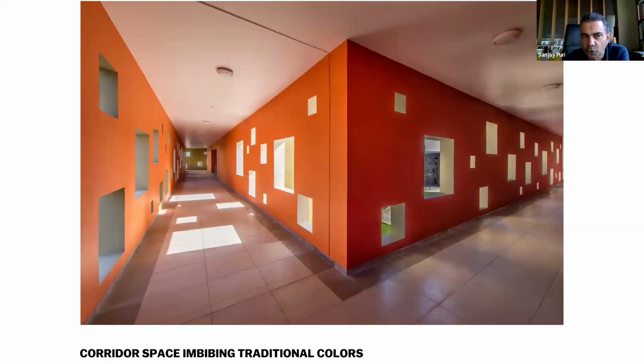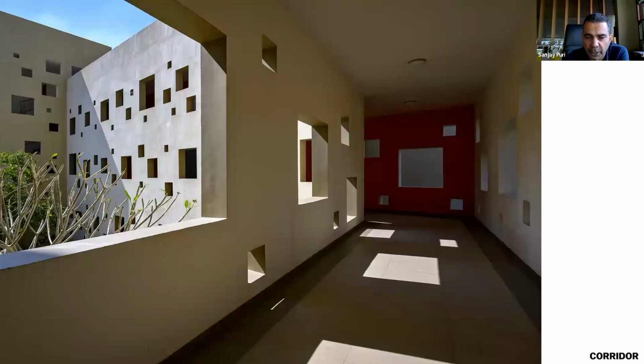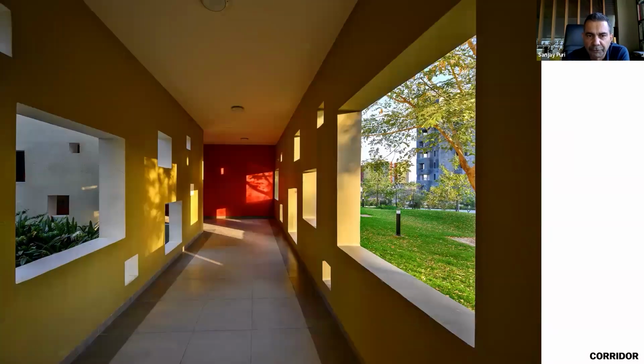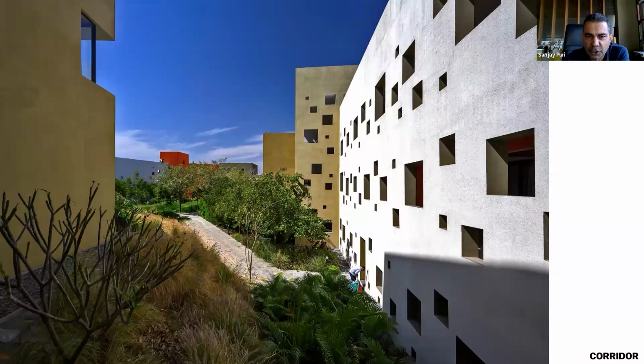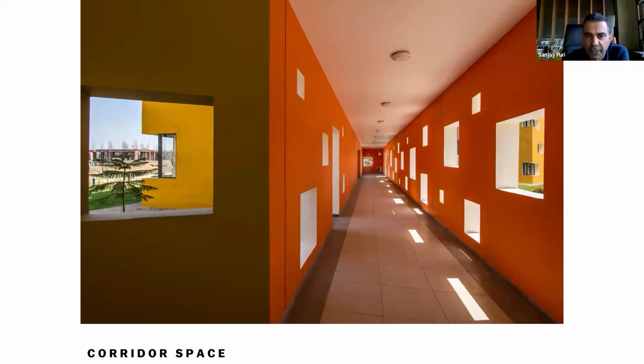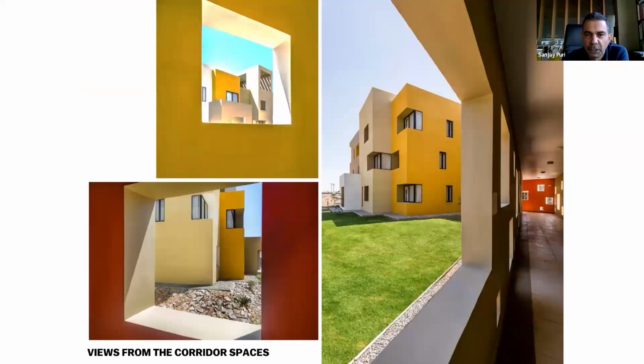So there's an orange corridor, it turns to yellow, then it turns to red, and different floors have different color combinations. So at each point, you feel a sense of identity and immediate relation to where your unit is within. And whenever you're walking through, you get this different composition of open spaces which surround you.